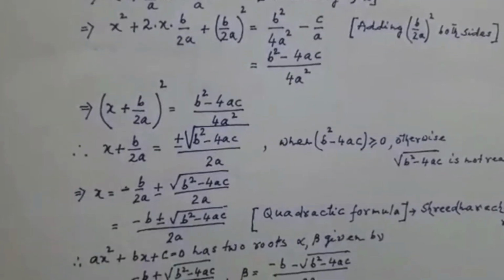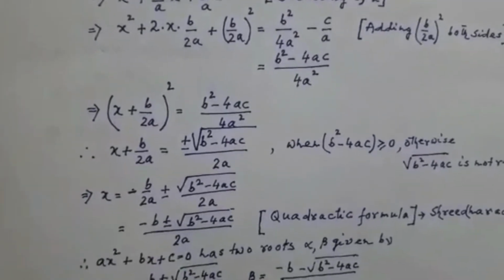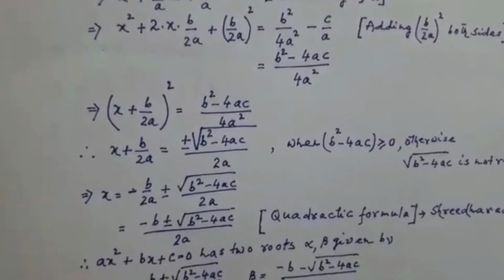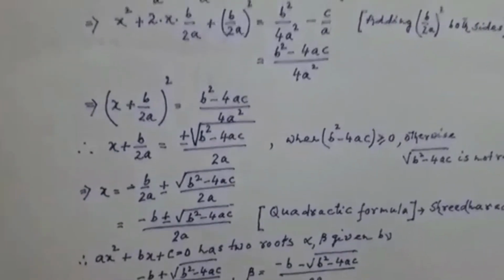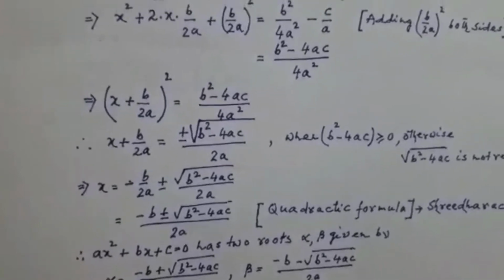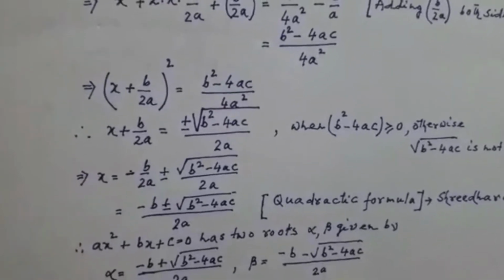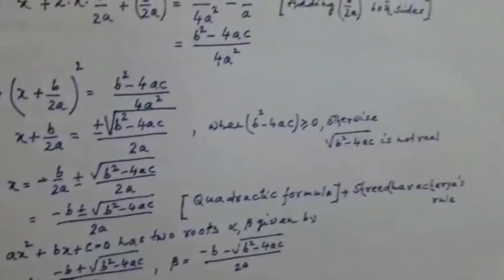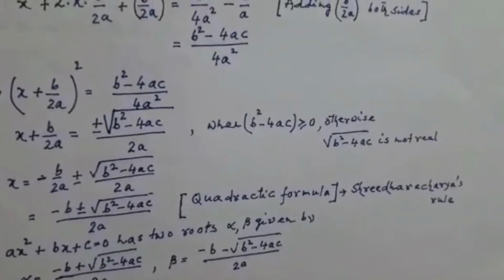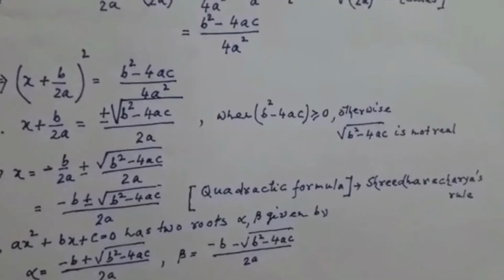That is, x = −b/2a ± √(b² − 4ac)/2a, and that is equal to (−b ± √(b² − 4ac))/2a, the quadratic formula, and it is also called Sridharacharya's rule.